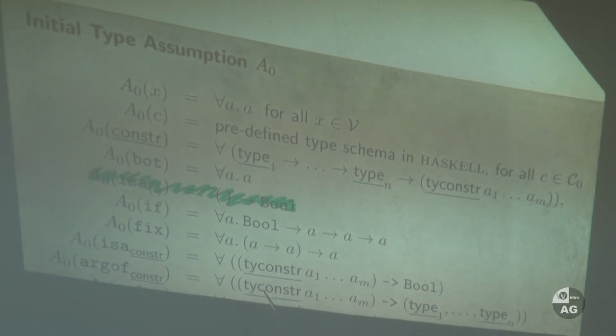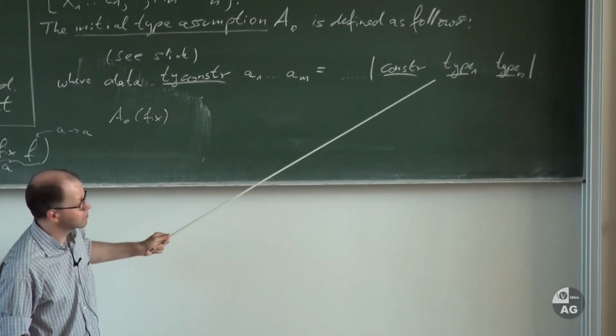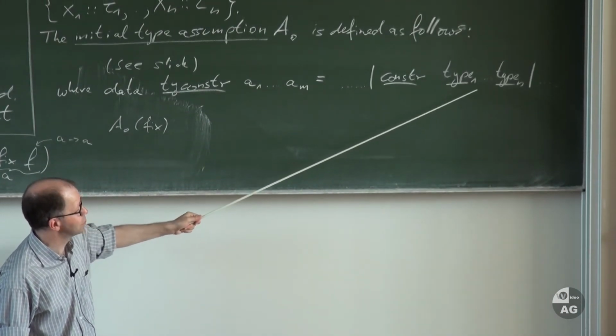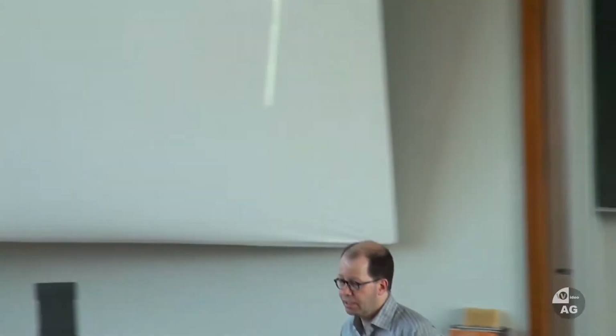It also takes an argument of this data type, and provided that the argument was built with this data constructor, it returns the tuple of the arguments of this data constructor. Now this data constructor is defined like this. So the arguments of this data constructor have the types type 1 to type n. So the result should be a tuple with n components of type 1, type 2, type 3, until we reach type n.